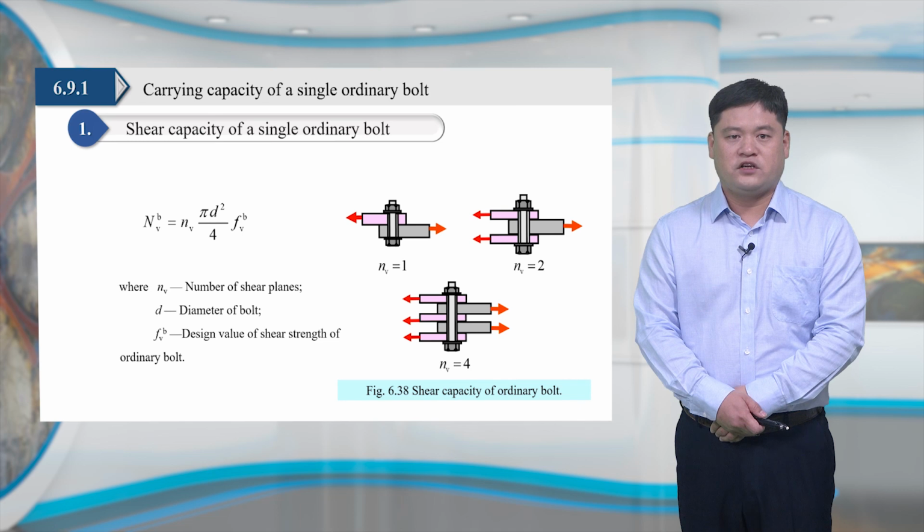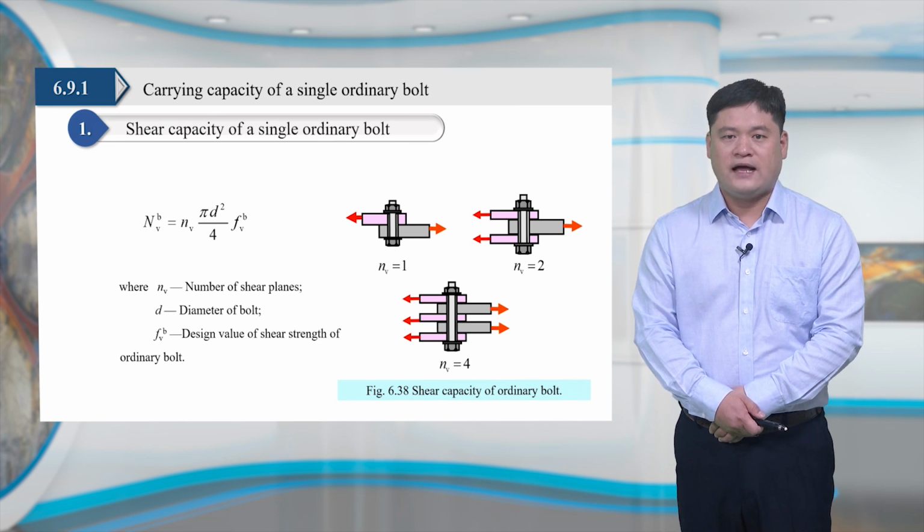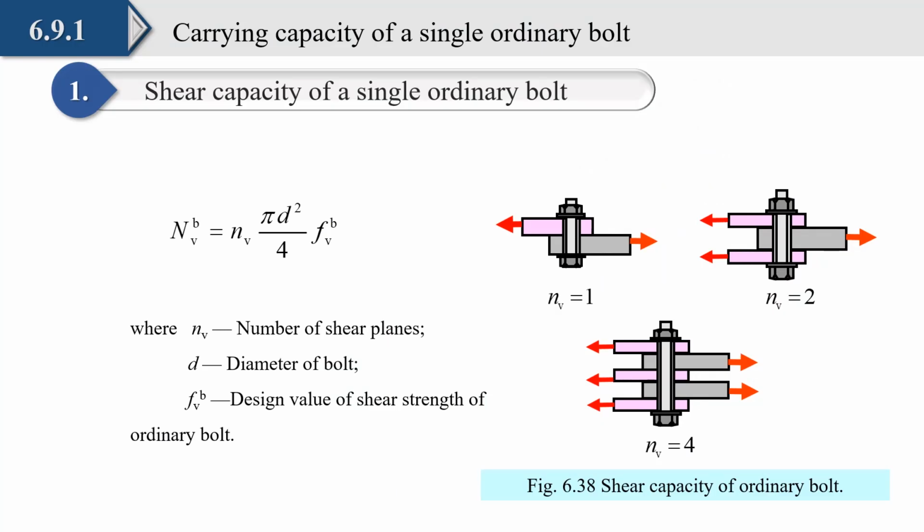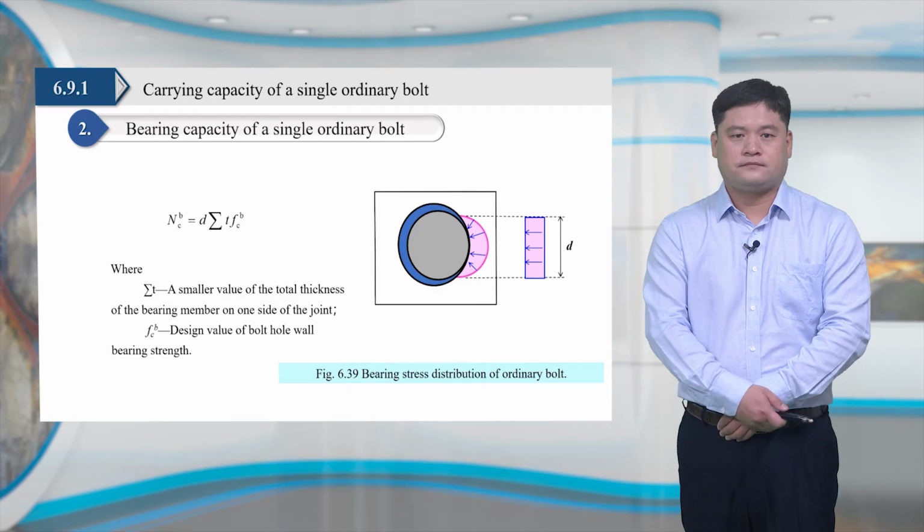Obviously, the shear capacity of a single bolt is related to the section area of the bolt, the design value of the shear strength of the bolt, and the number of the shear areas of the bolt. The larger the cross-section of the bolt is, the higher the shear strength design value of the bolt is, and the more the shear areas of the bolt are, the greater the shear capacity of a single bolt will be.